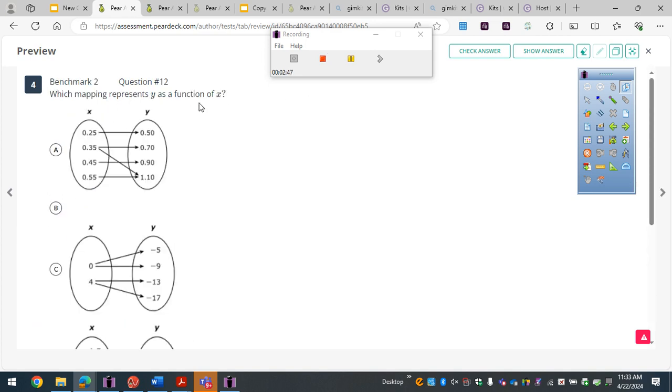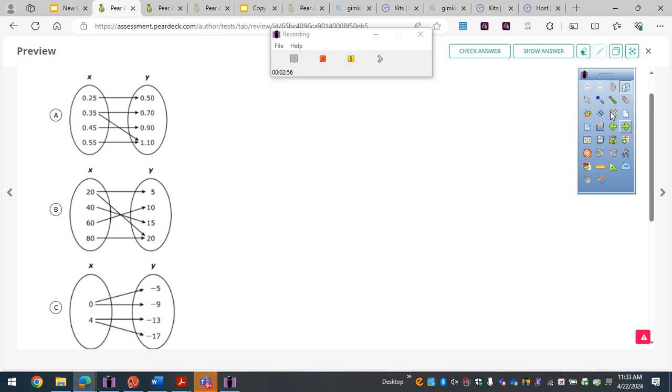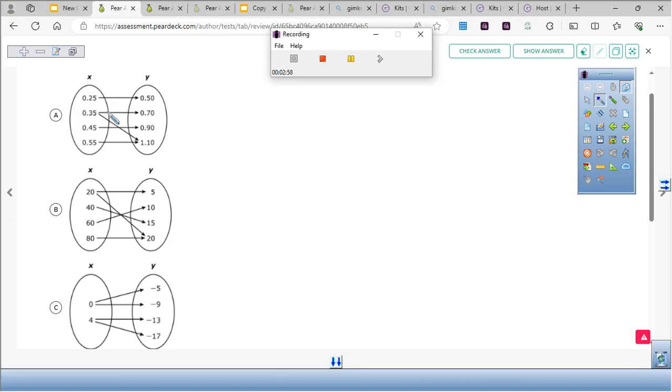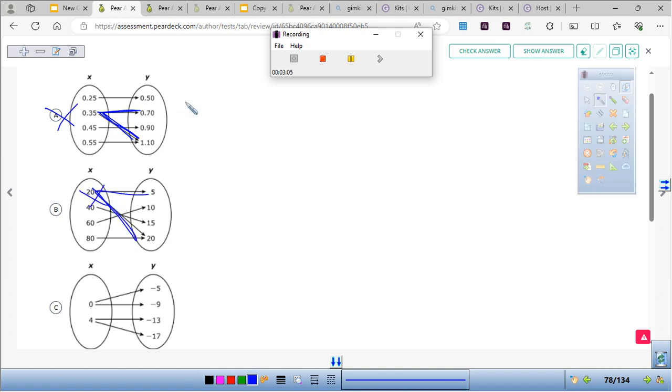Which represents a function? This says y is a function of x, and so forth. Basically, we're looking for this. You see that? Not a function. See that? Not a function. I'll give you why: because 0.35 goes with 0.70, and 0.35 goes with 1.10. You see how that comes out twice? So it's not a function.